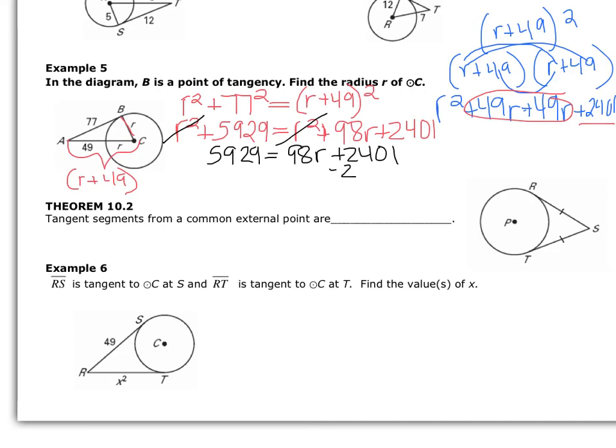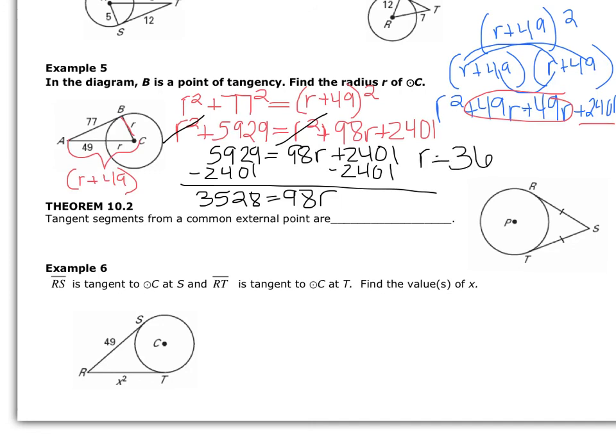So you're subtracting 2401 from each side. So 5929 minus 2401 is 3528, which is equal to 98r, and then we're going to divide by 98. So our radius here is 36. All right, that is how to use tangents in Pythagorean theorem.